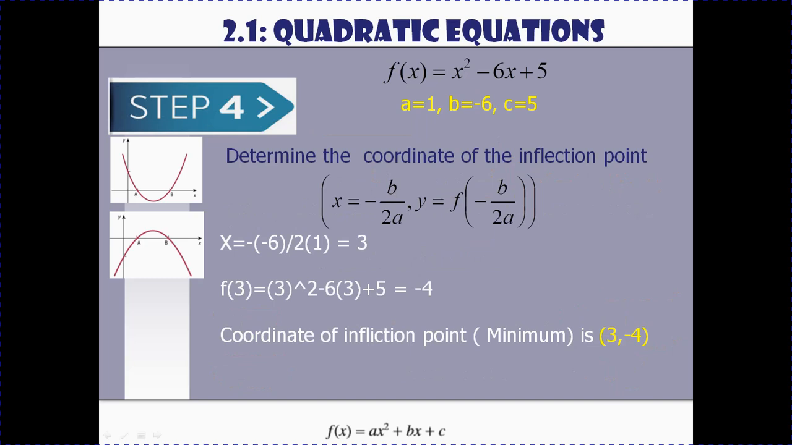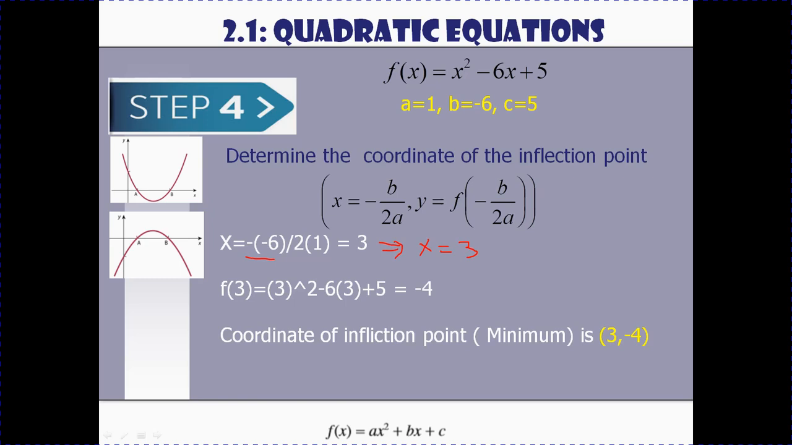Last step, step number 4, we have to find the coordinates of the inflection point. The x of the inflection point equals minus b over 2a. So x equals minus, b is minus 6, don't forget, so this is minus minus 6, divided by 2 multiplied by 1, which is the value of a. Then the value of x equals 3. So finally, the x coordinate of the minimum point equals 3.